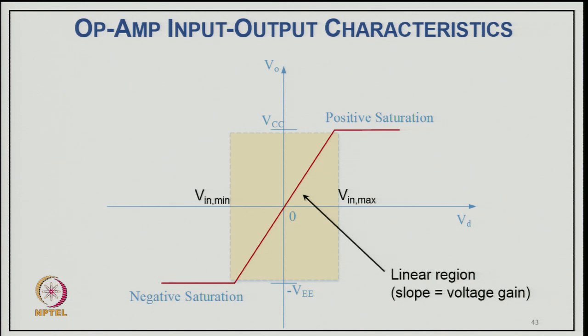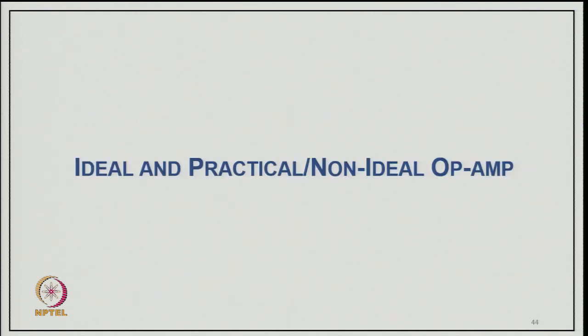And you can just see how the saturation level is there. On the positive side it is VCC, saturated virtually to the supply voltage. It cannot go more than the supply voltage after the amplification. In the same way, on the negative side you also have a negative saturation that goes equal to the negative supply voltage.